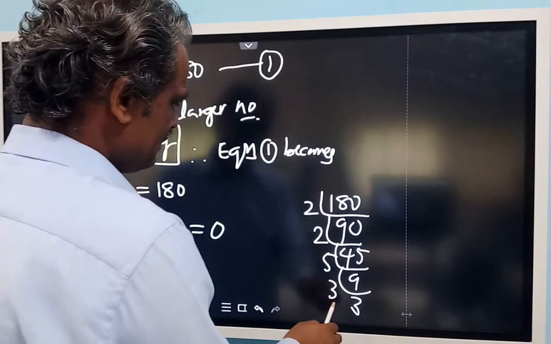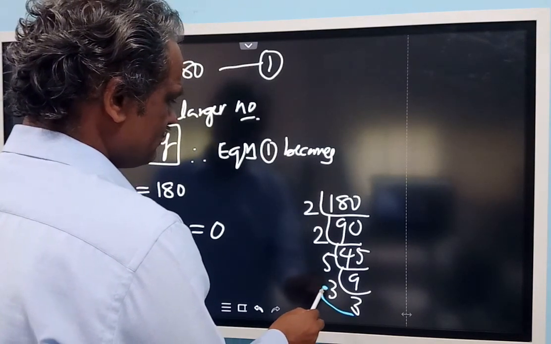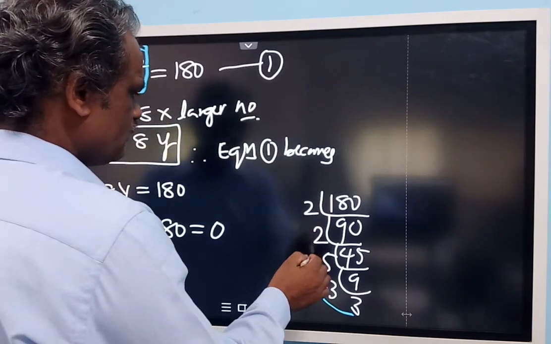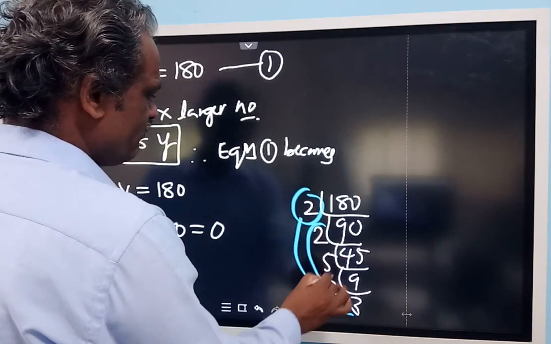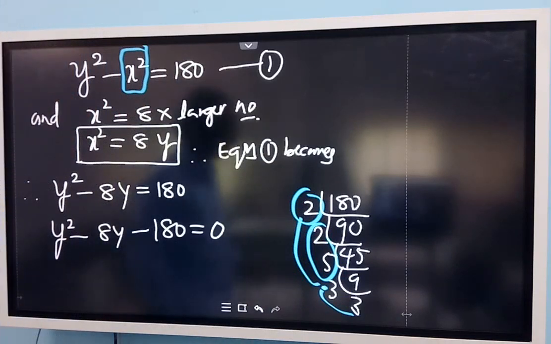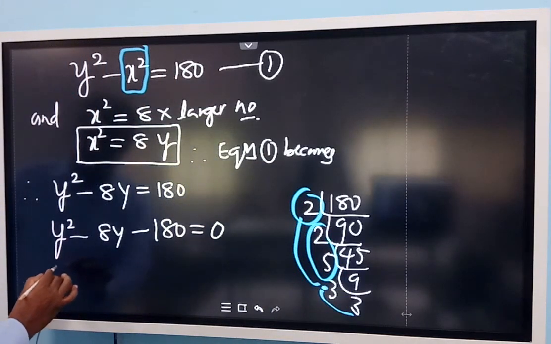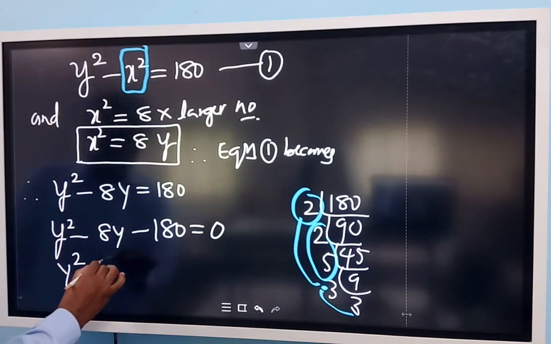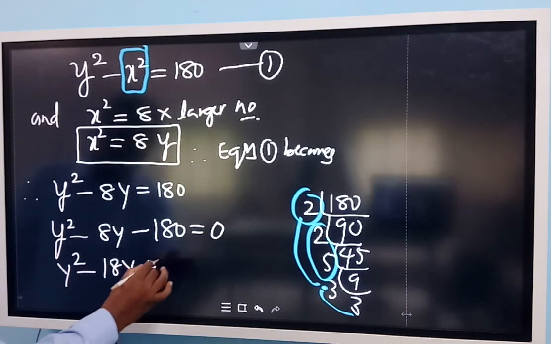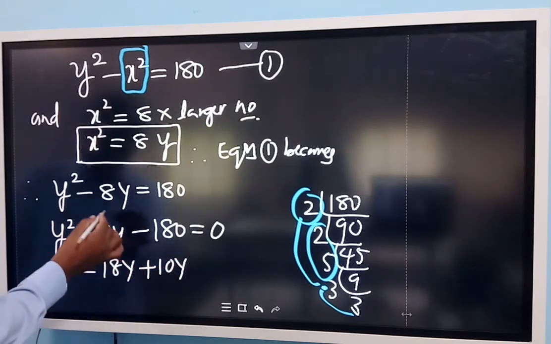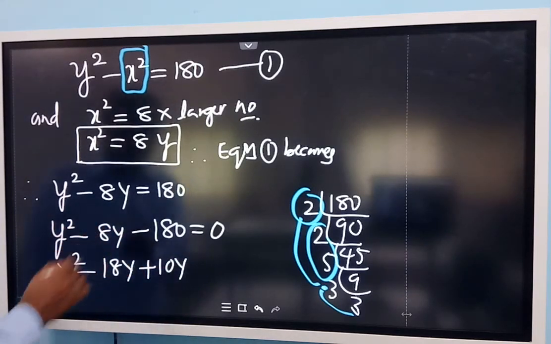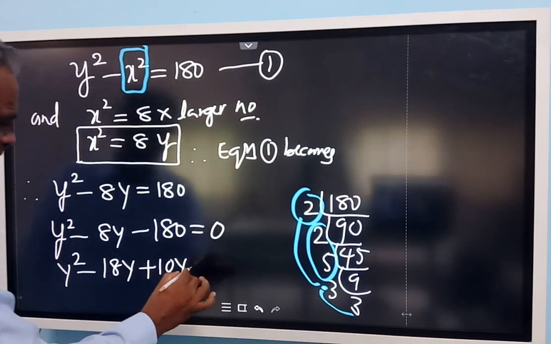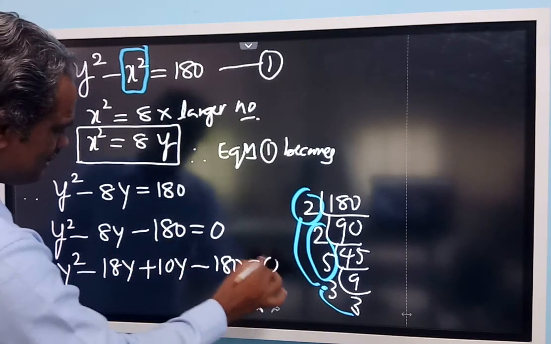So let us see. 3 into 3 is 9, 9 into 2 is 18, and 5 twos are 10. 18 into 10. So you can write this as y square minus 18y plus 10y. Minus 18y plus 10y gives you minus 8, and the product of minus 18 and plus 10 also gives you minus 180. Minus 180 is equal to 0.